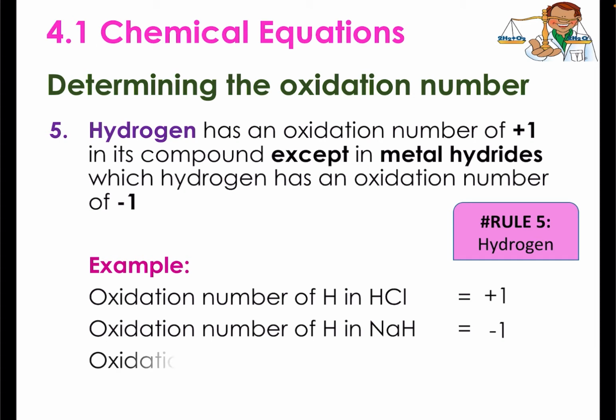And same with the last case, I got hydrogen in MgH2. As you know, magnesium is a metal. So, ini adalah exceptional case for metal hydrides. And of course, the oxidation number is going to be -1. So, itu adalah rule number 5.